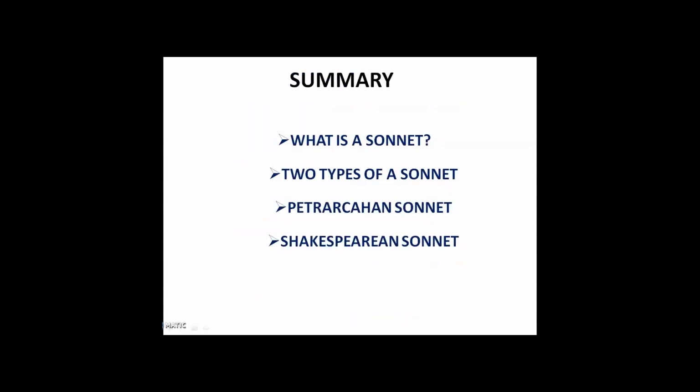So, let us have a brief summary of what we learned. In this session we learned what a sonnet is and the 2 important types of a sonnet, that is the Petrarchan sonnet and Shakespearean sonnet, and their structure with their rhyme scheme.